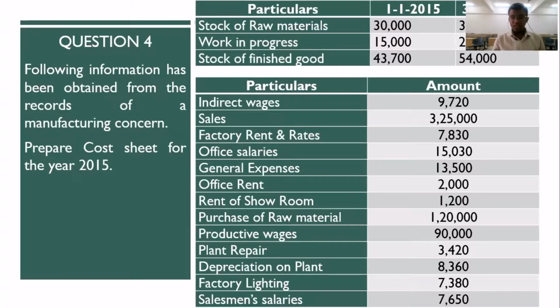Purchase of raw material, this will be a part of your prime cost. Productive wages, this refers to the labor cost, and this will be a part of your prime cost. Plant repair, this will be a part of your factory overhead. Depreciation on plant, this will be a part of your factory overhead. Factory lighting, that is again a part of your factory overhead. Salesman salary, this would be a part of your selling and distribution overhead. So these are the items that we have.